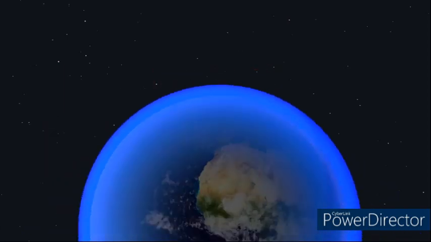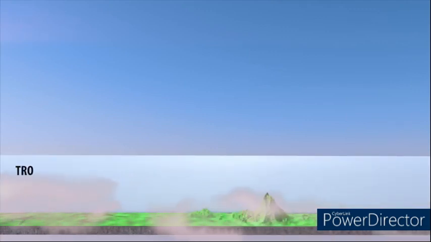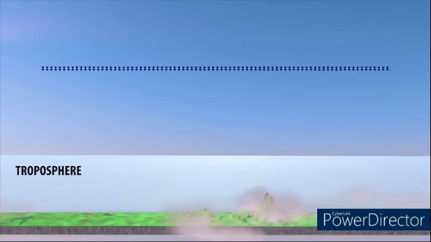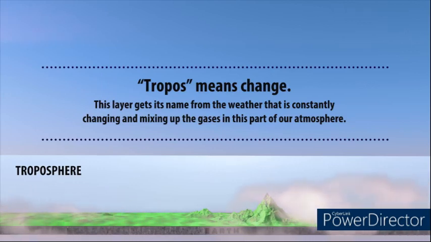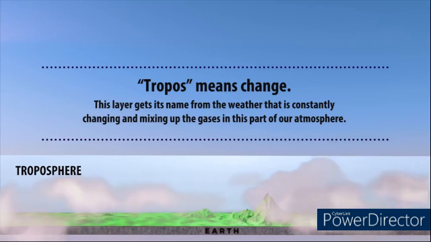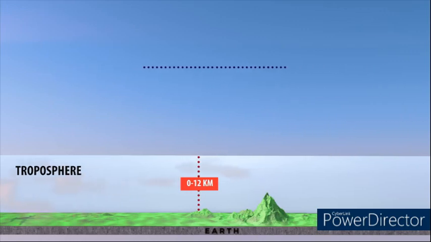So let's talk about troposphere first as the lowest layer of the atmosphere. Tropos means change. This layer gets its name from the weather that is constantly changing and mixing up the gases in this part of our atmosphere. This layer is the closest to the Earth's surface. On average, it extends from the ground to about 12 kilometers or 7.5 miles high.